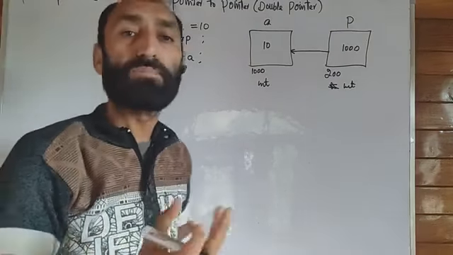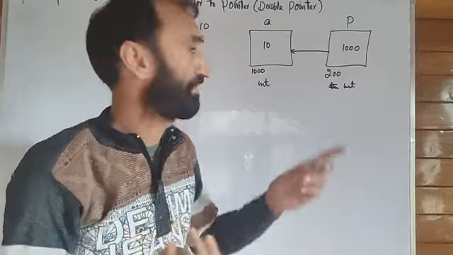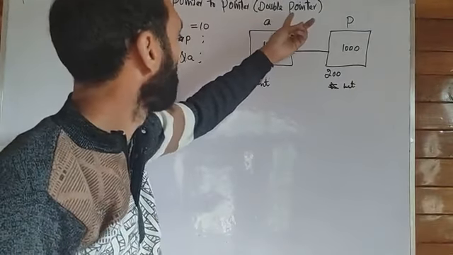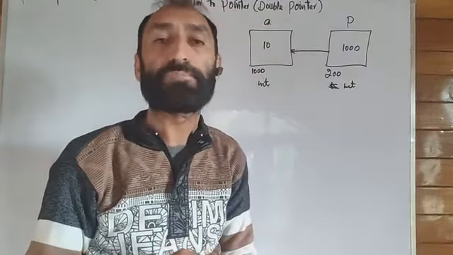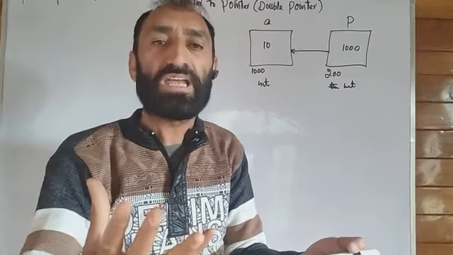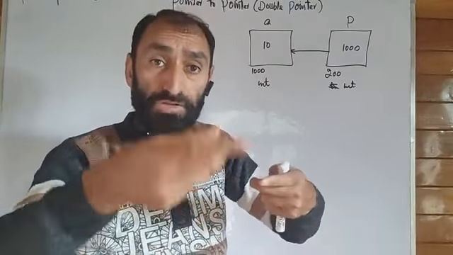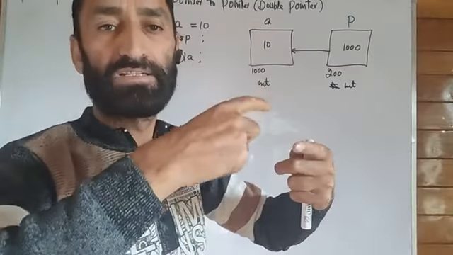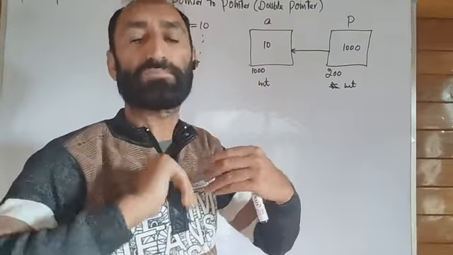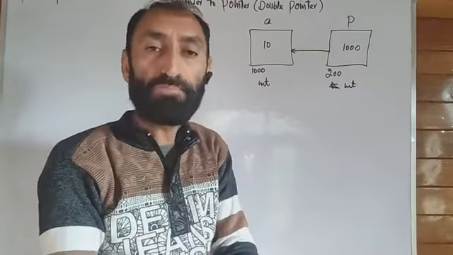But what is the double pointer? Now the question arises, what is the double pointer? Actually, it's a pointer to pointer. A double pointer is a special type of pointer. It's a pointer that holds the address of another pointer, that stores the address of another pointer. It's a double pointer actually.